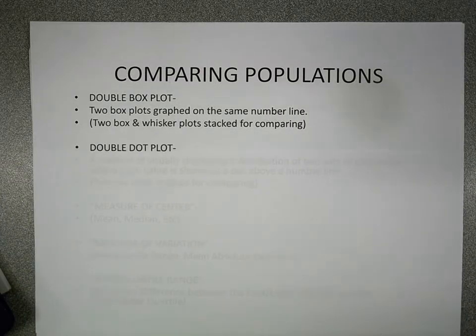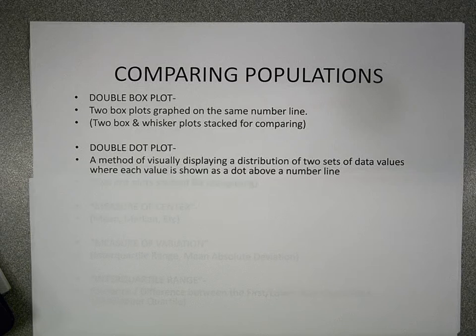Our next word is called the double dot plot. Everyone? Double dot plot. It's kind of fun to say, right? A method of visually displaying a distribution of 2 sets of data values where each value is shown as a dot above a number line.